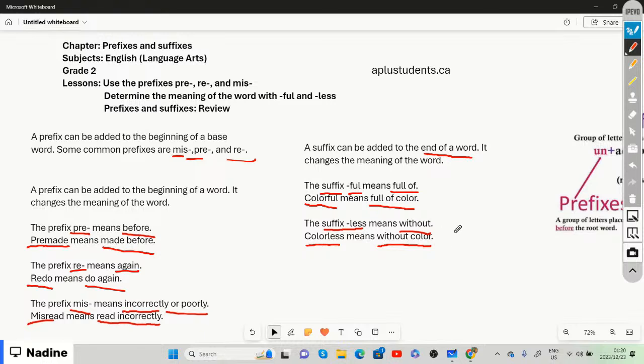So that is why we said knowing the meaning of either the prefix or the suffix will help you to create the meaning of the full word, which is added to the base word.